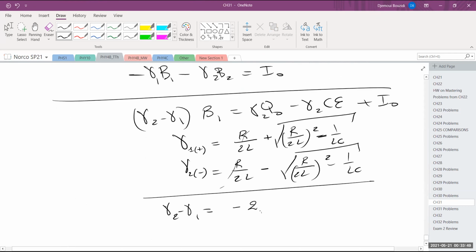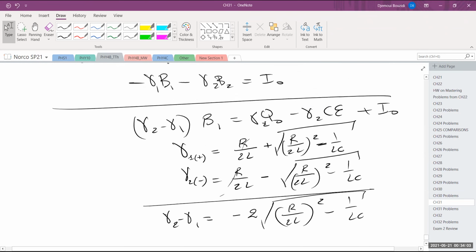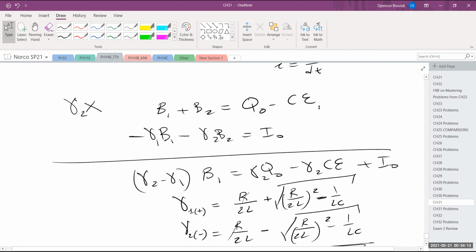It's going to be minus 2 times the square root of R over 2L squared minus 1 over LC. That's all. So that is the difference between them. So if we do that, plug into this expression, we have found B1. So B1 is just this whole number, which has this I naught and Q naught and gamma 2 in there times C times epsilon. And we do the same thing.